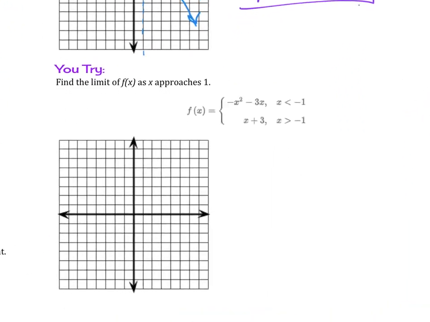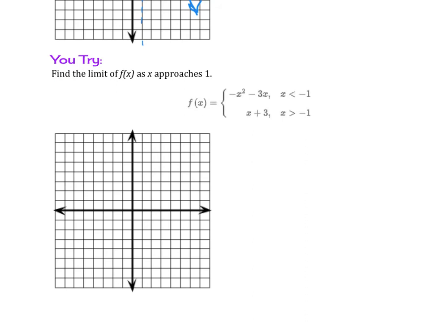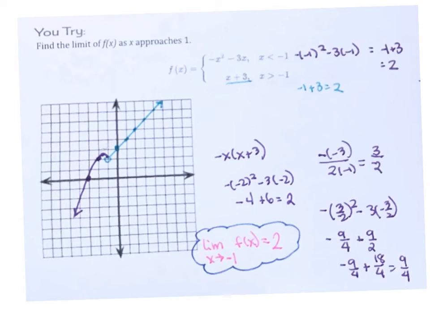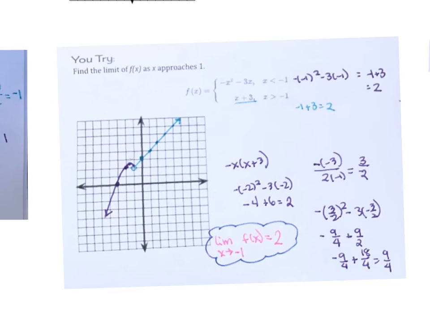So try this example here. It's good practice to try and graph it, not only just plugging in the values, but graphing the piecewise function. And then find the limit of f of x as x approaches 1. So if you try this out, you would find, well, number 1, this is what your graph looks like here. And then you would find that the limit of f of x as x approaches negative 1 is 2. So again, the limit exists because they both meet at the same value right here, as stated earlier.